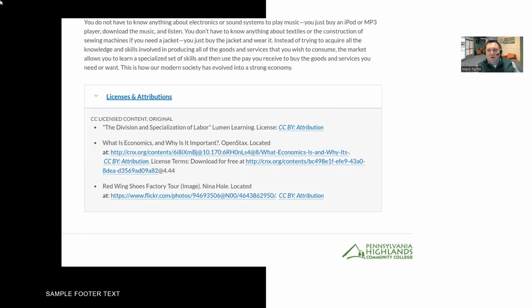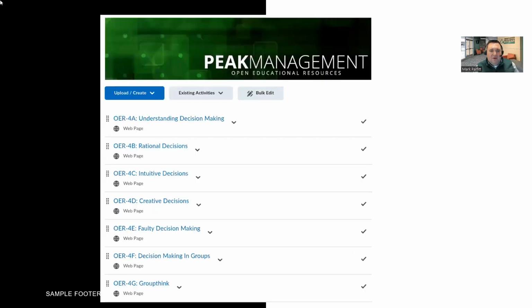Here's an example. So again, this is from our learning management system. Again, this is how I include the text. I create pages in our class with the materials, and then I put the license and attributions at the bottom, and format them to match a similar chapter, unit design.